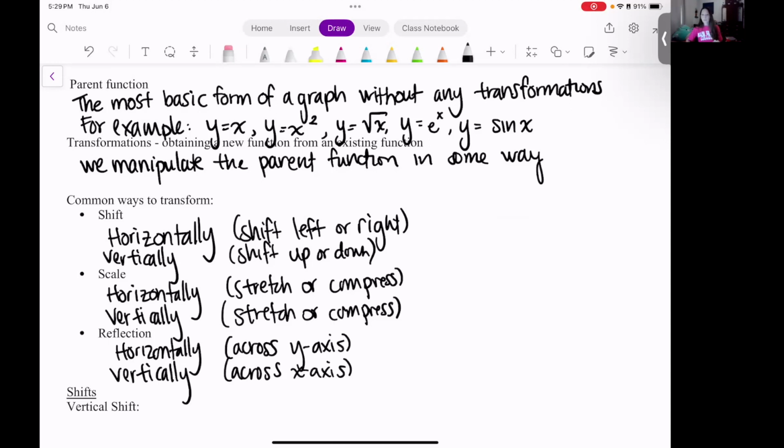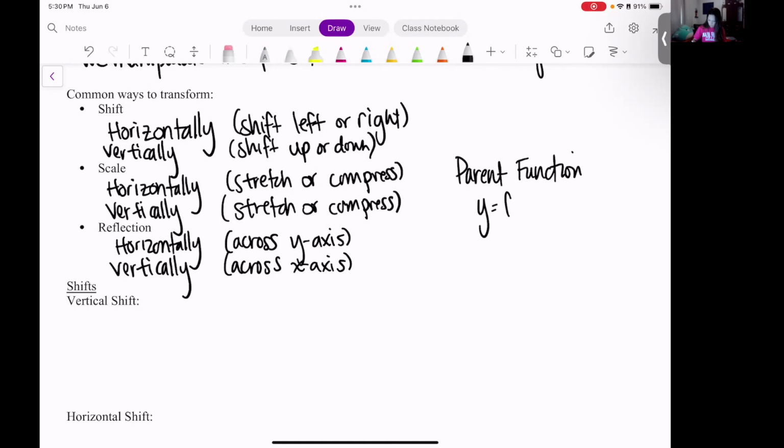The way in which we shift is we take a parent function and we manipulate it. I'm going to call the parent function y equals f of x, and that is because the parent function is some function of x. It could be x being squared. It could be x being square rooted, some function. But we just have this function here. How do we shift it horizontally? How do we shift it vertically? So we are manipulating the parent function.